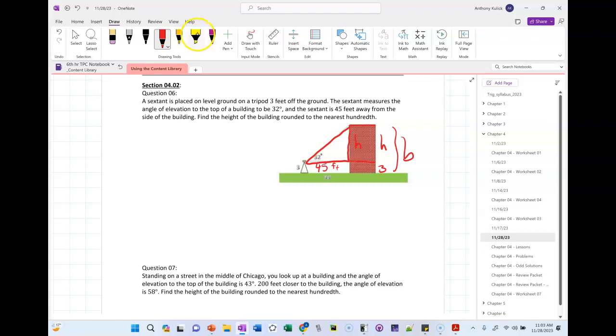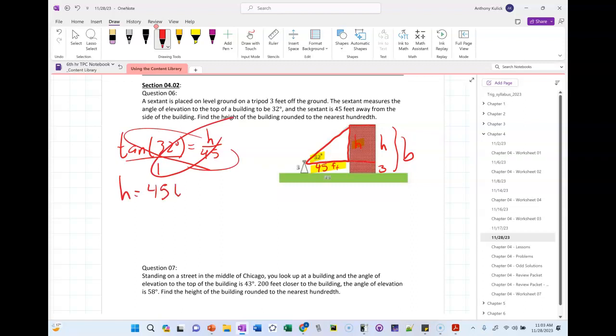Okay, so if I look, relative to this angle, I have opposite and hypotenuse. Opposite and adjacent. Oh my goodness. So I'm going to be using tangent. To solve for h, I'm going to cross multiply, and I have 45 times tan 32. And now I know that the height of the building is that number plus 3.